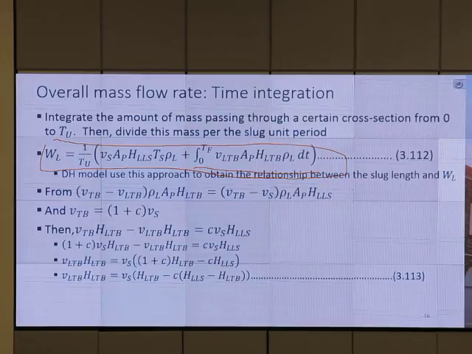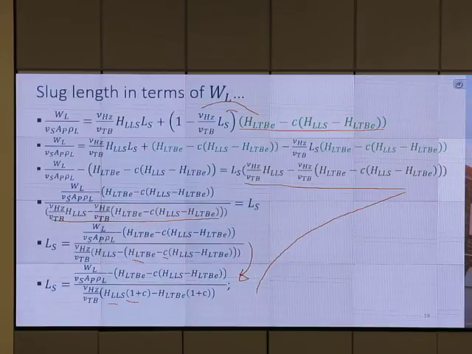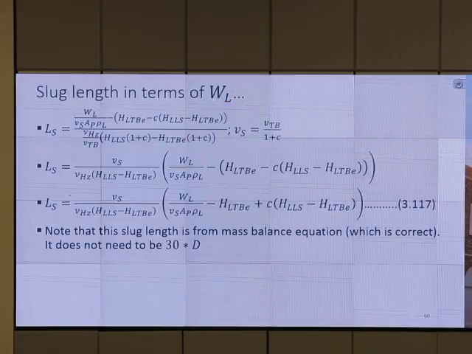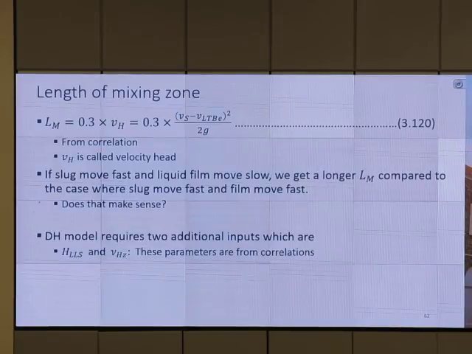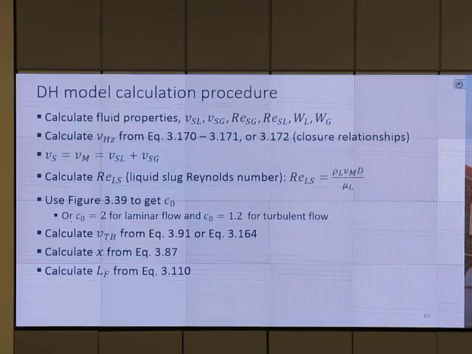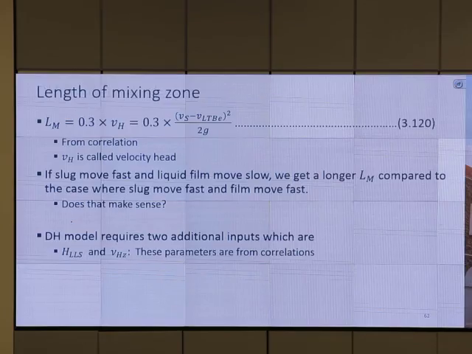Okay. So if you don't have a closure relationship, you can adjust film length and slug length, maybe two at a time, to match those. Use some kind of optimization, but you don't have to do that. Dukler-Hubbard suggests something, and there's a calculation procedure.